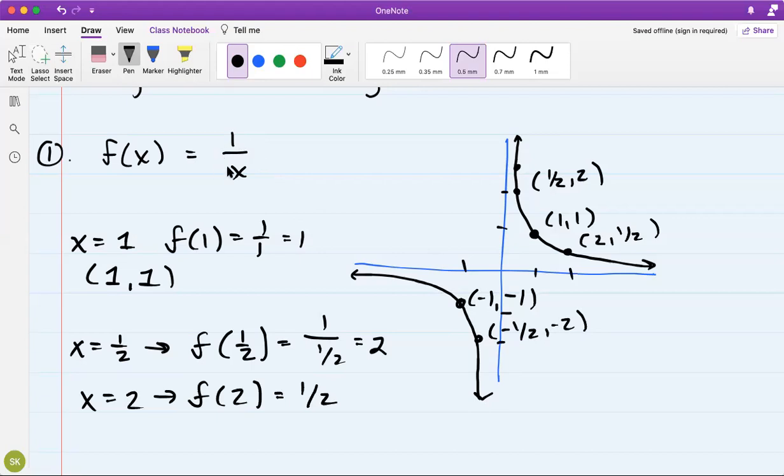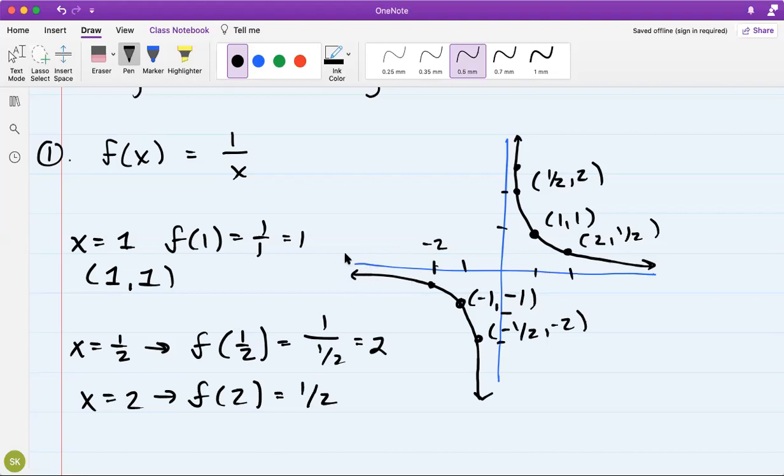Now, if you plug in something more negative, like -2, you'd get -1/2. So you can see that the y values are going to get closer and closer to 0, the more negative you plug into the function. So if you plug in -3, you're going to get -1/3. -4 is going to give you -1/4, and so on. So you can see that this line is going to approach 0.